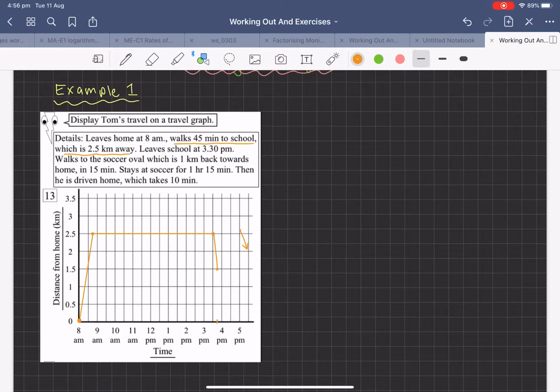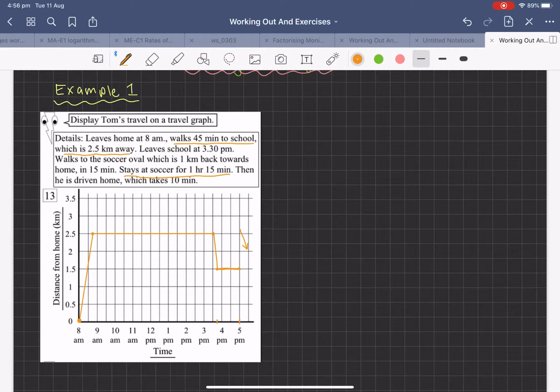It says he stays at soccer for 1 hour and 15 minutes. So this is 3:45 when he gets to soccer. 1 hour and 15 minutes will be 3:45 plus 15 minutes will give you 4 o'clock. Means he leaves soccer at 5 o'clock. So he's at soccer until 5 p.m.